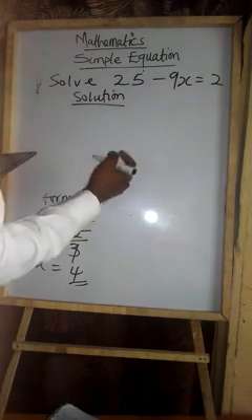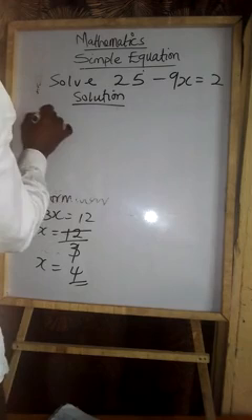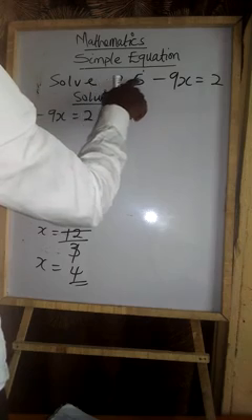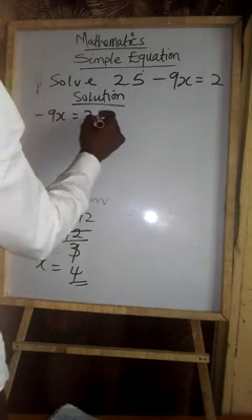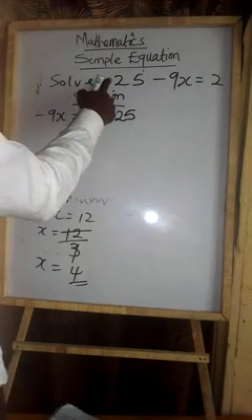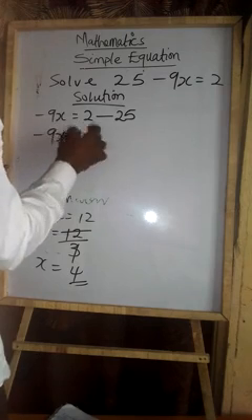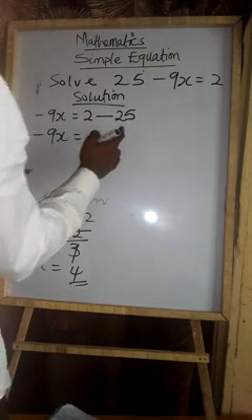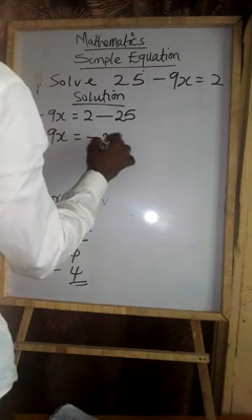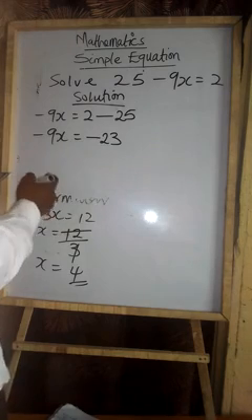Solution. If you collect like terms, this constant will go and meet the other constants. So you have minus 9x equal to 2, once this one means plus 25. If it goes to the other side, it becomes minus 25 because it has a positive 25 here. So if you cross to the other side, you have minus 25. If you subtract, 2 minus 25 gives, at the end of the day, minus 23. Minus 23. So you have minus 9x.